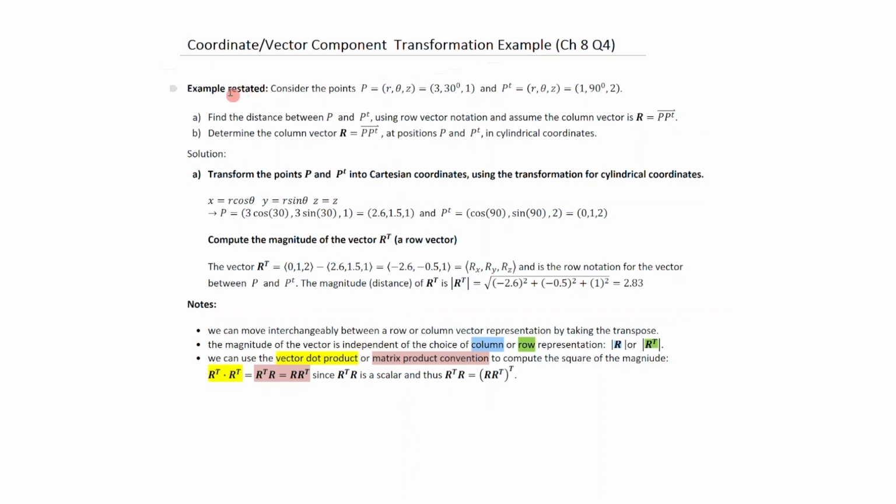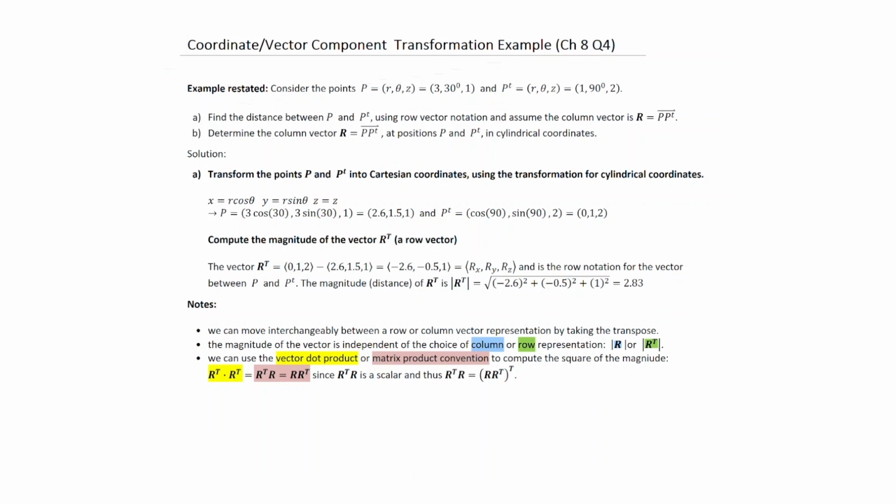First of all, I'll restate the problem here. Consider the two different points. The question is, find the distance between P and PT using row vector notation, and assume the column vector is r equals ppt. Secondly, determine the column vector r ppt at positions P and PT in cylindrical coordinates.